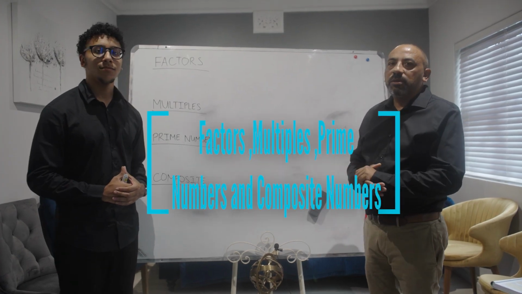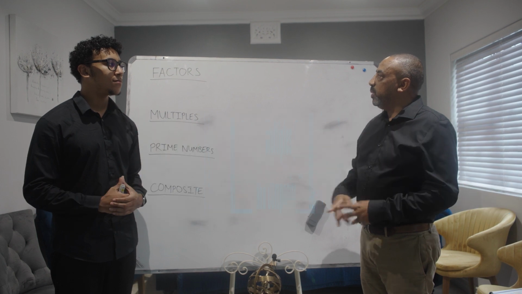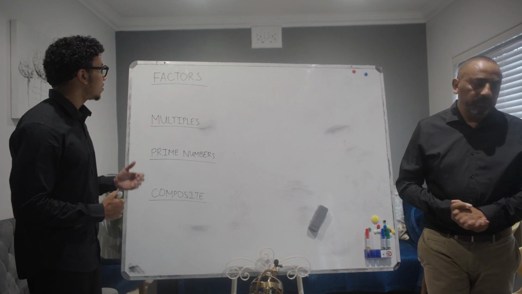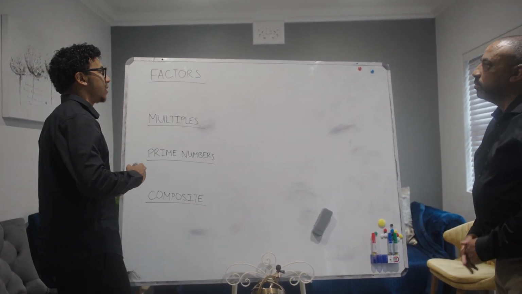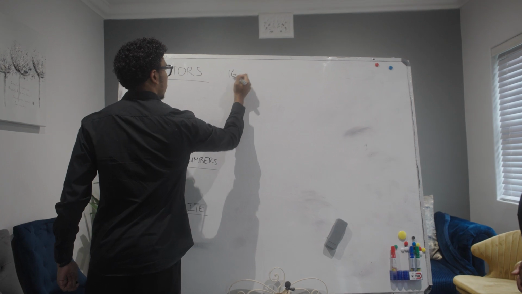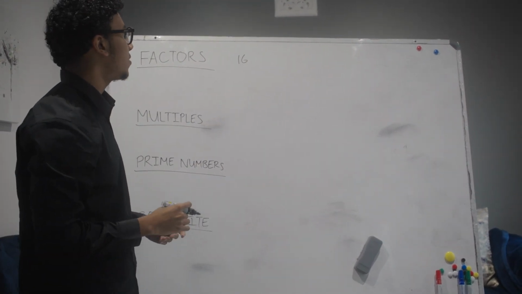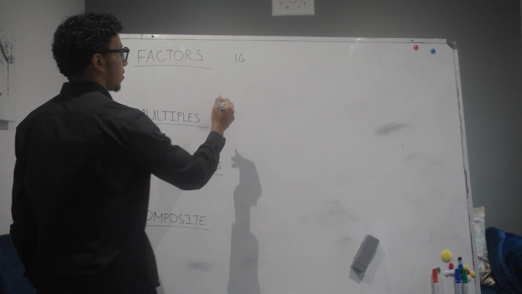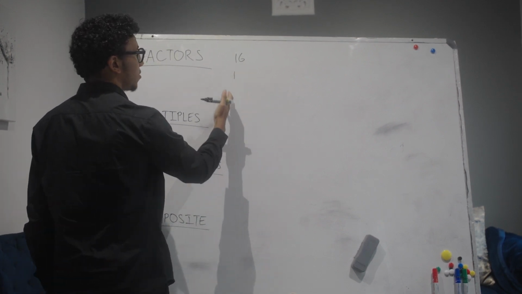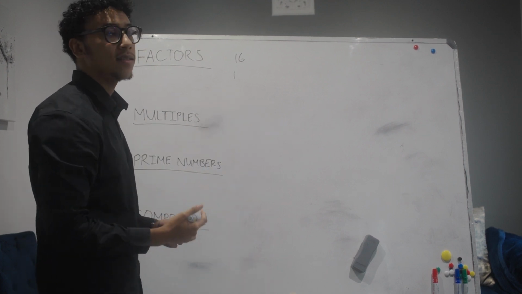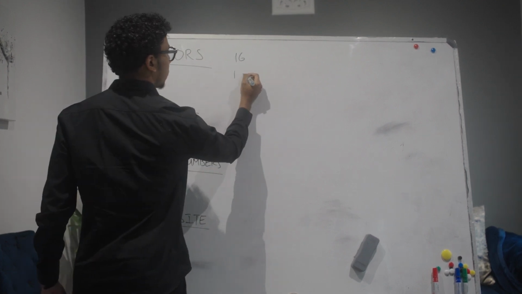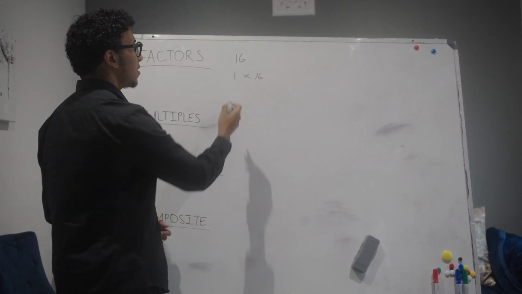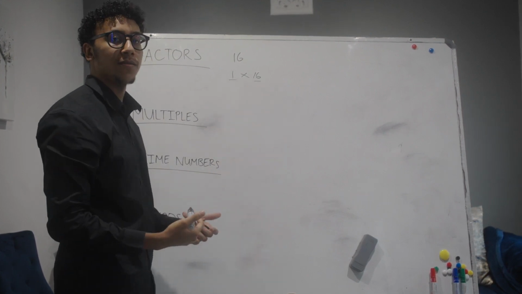Okay, so now we're going to go through some revision from previous years, where we're going to talk about factors, multiples, prime numbers, and composites. So factors, for example, let's take the number 16. We have to multiply numbers that make up the factors of 16. So if we take 1, we'll start from the beginning. 1 times what gives us 16? So 1 times 16 will give us 16. So the factors so far of 16 are 1 and 16. So that is a factor.